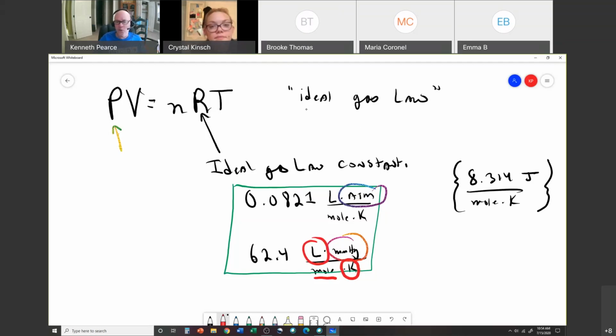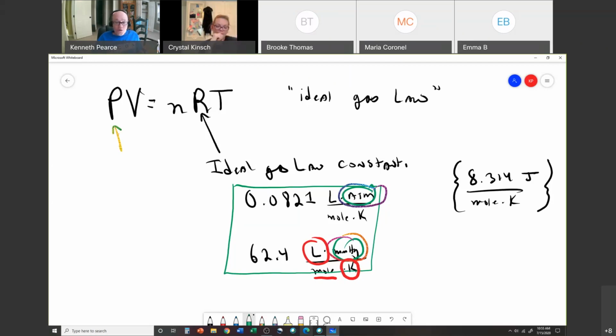So we really have no choice in this equation. We either have to do our calculations in atmospheres or in millimeters mercury, one or the other. So how do we pick our R? We look at the units. That's how we pick our R. We look at the units.